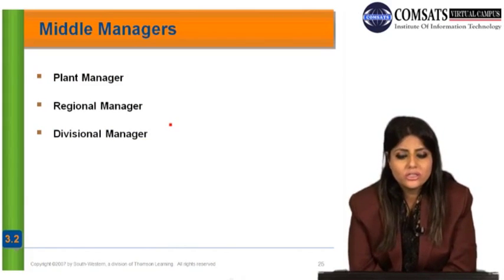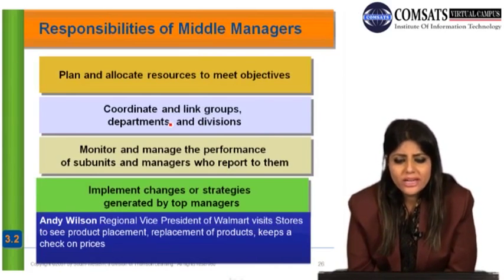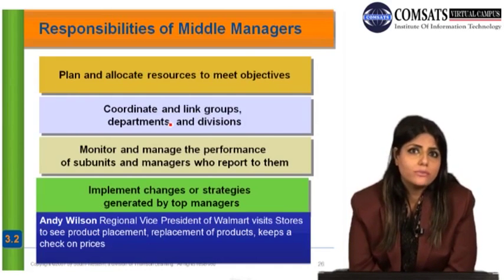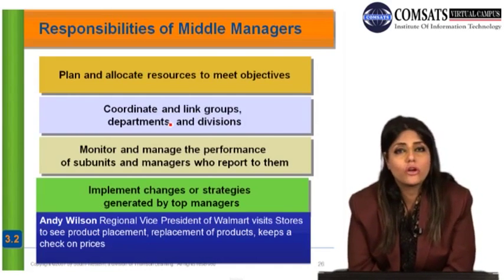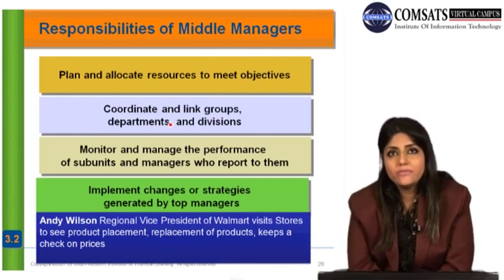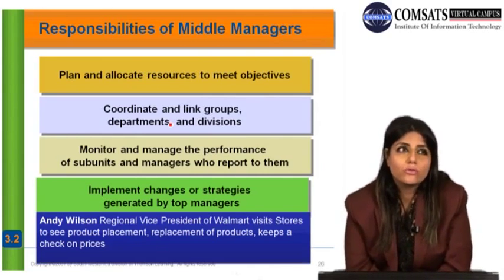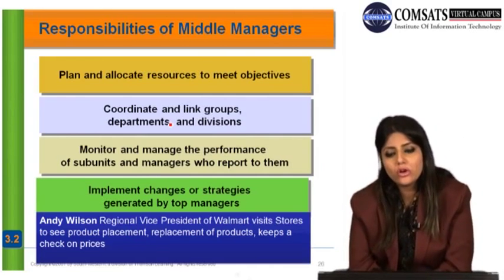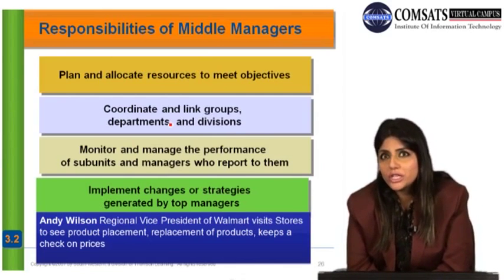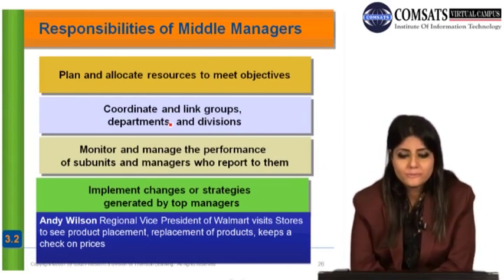Middle managers, who are middle managers? They're the plant managers, they're the regional managers, or they are the divisional managers. So middle managers need to plan and allocate resources to meet the objectives. We see that the long-term objectives of the company are drawn by the top managers when they're giving the vision and mission of the company. The long-term objectives roughly constitute around 15 to 20 years long-term plans. When we are talking about the middle managers and the plans that they are formulating to achieve organizational objectives, we are talking about medium-term plans or intermediate plans, which constitute from 5 to 7 to 8 years.